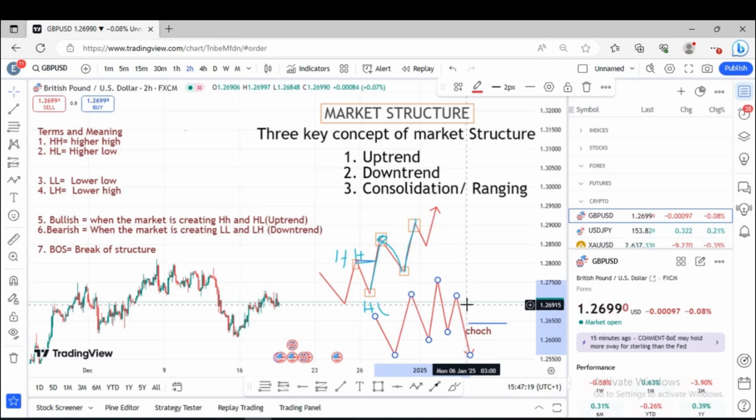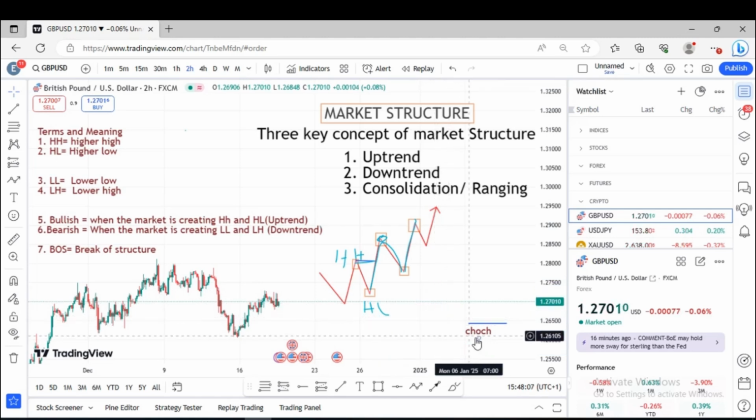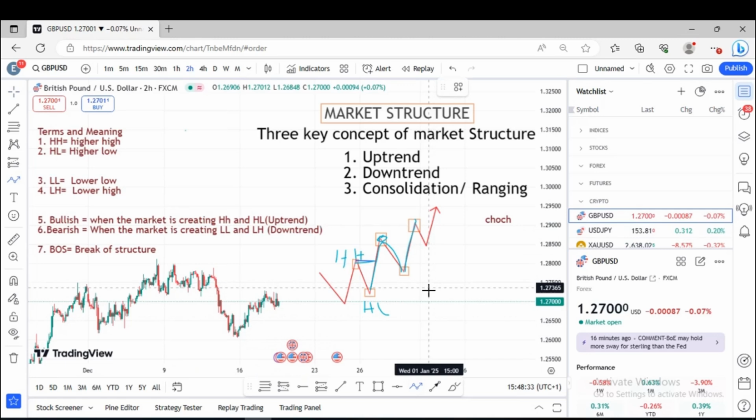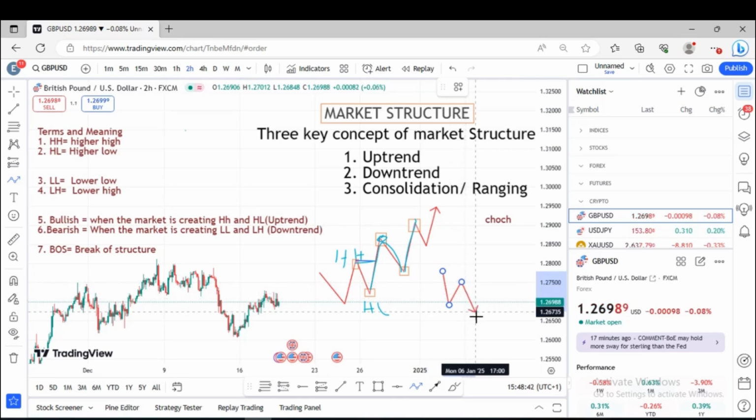And what will tell you that the market has shifted from the uptrend to the downtrend is what we call a change of character. And what validates a trend is break of structure. Now, like I've explained the downtrend, let me give you a pictorial view of a downtrend. So this is a downtrend. The market is creating lower lows and lower highs.